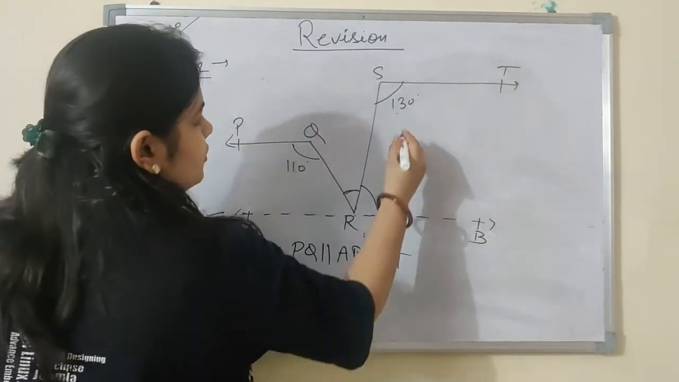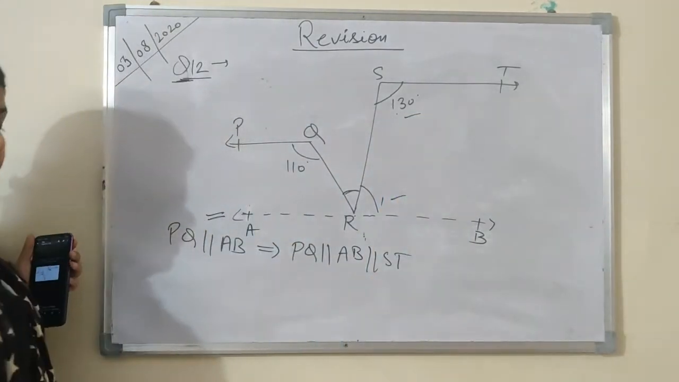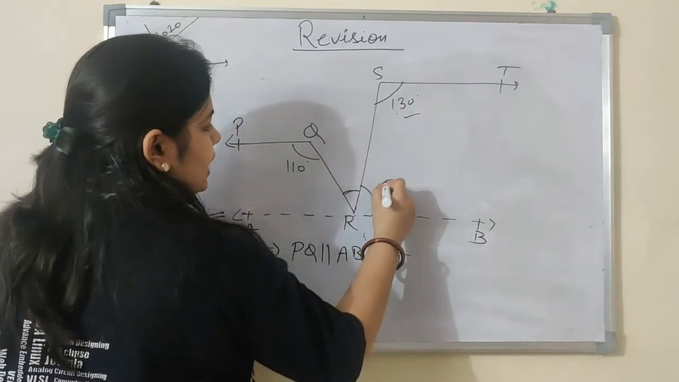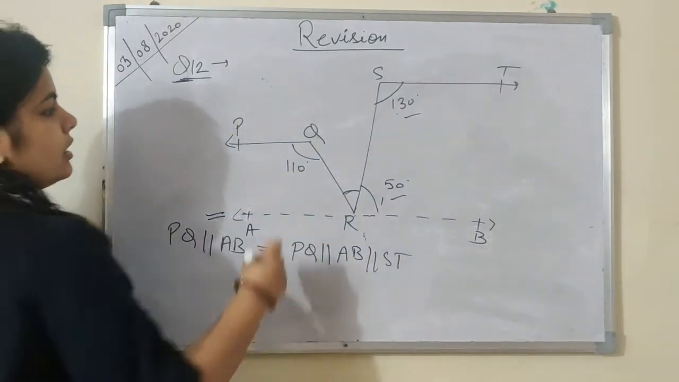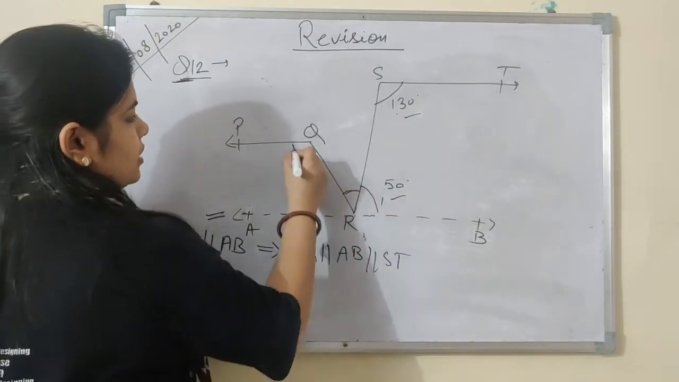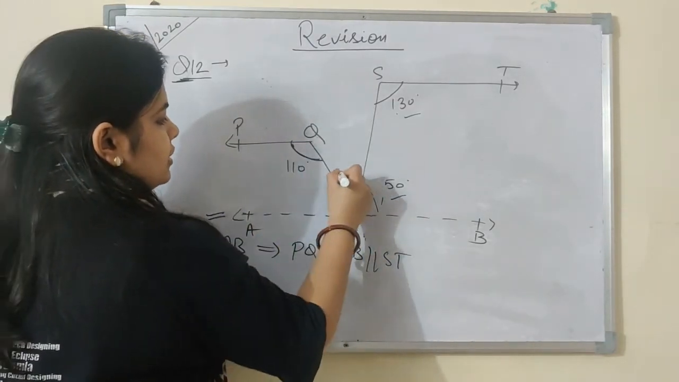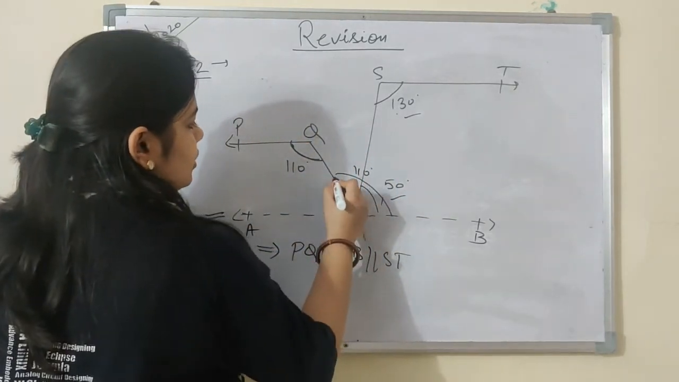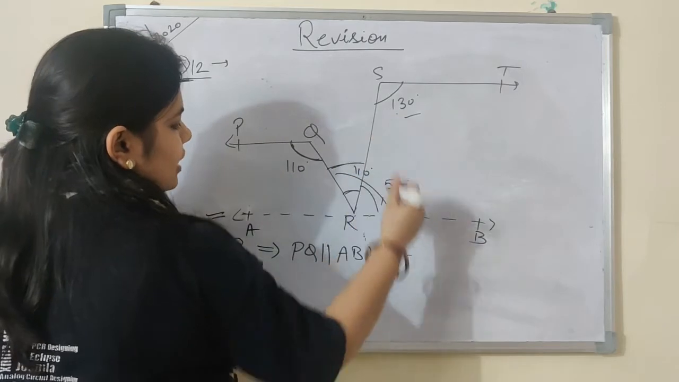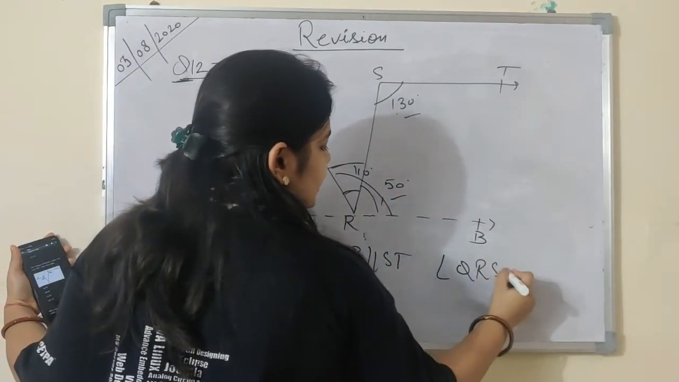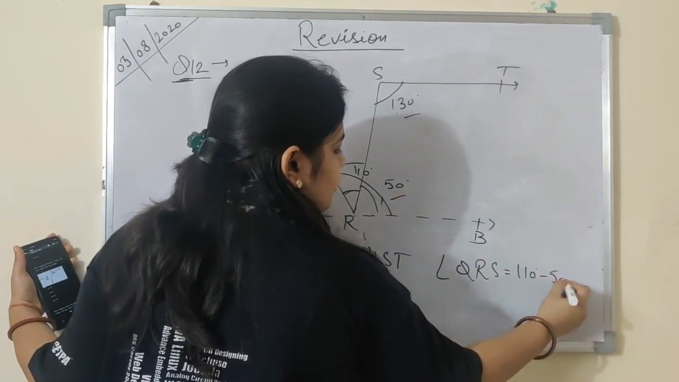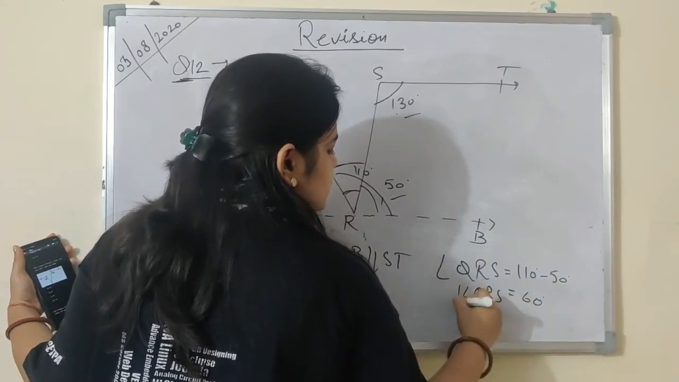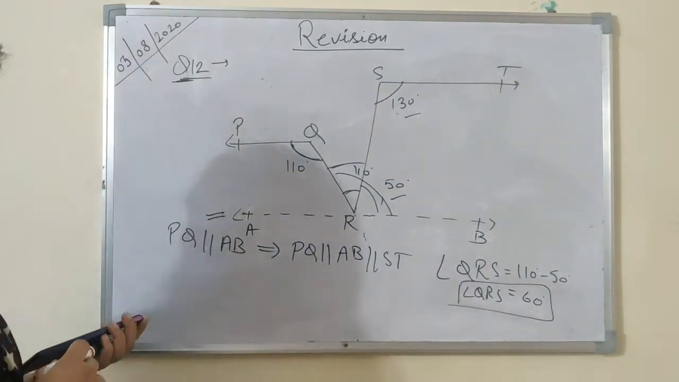So from here we can find our value of angle 1, that is from co-interior angle. That will be, I think, 50 degree. Yes. Then as PQ is parallel to AB, if this is 110, this will also be 110. Then we can find the value of angle QRS by subtracting 50 from 110. That is 60 degree. I think till here there is no doubt.